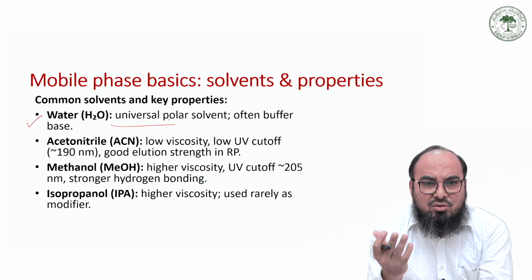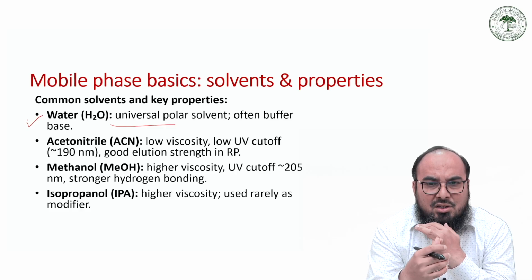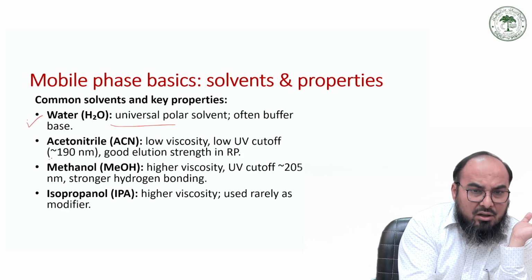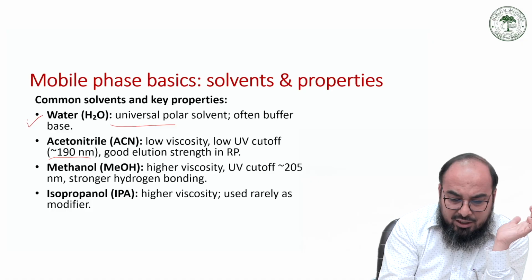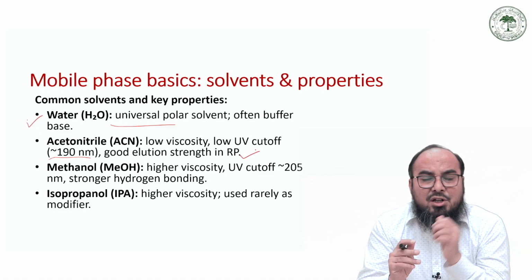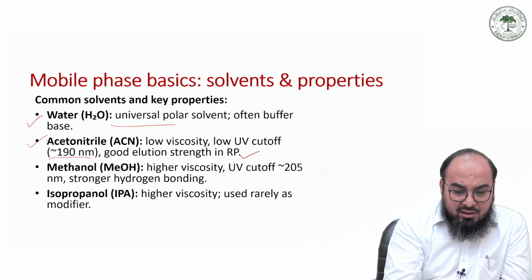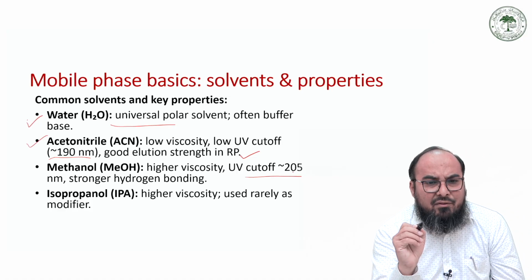Similarly, if you are using acetonitrile, then of course there are very good things about acetonitrile. It has very low viscosity. Its UV cut is very less. For example, it is 190 nanometer, and it has very good elution with regard to reverse phase HPLC. Methanol, which is also a good solvent, but its cutoff is a little high, that is 205 nanometer.